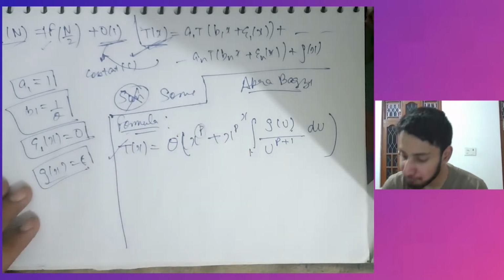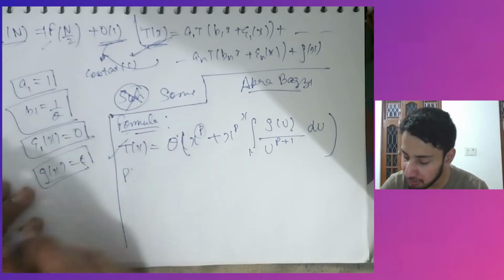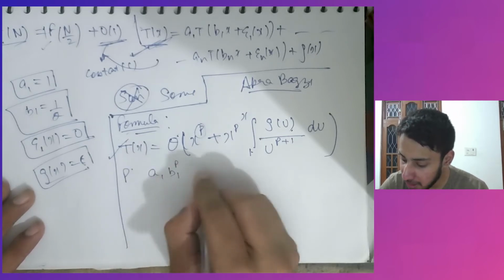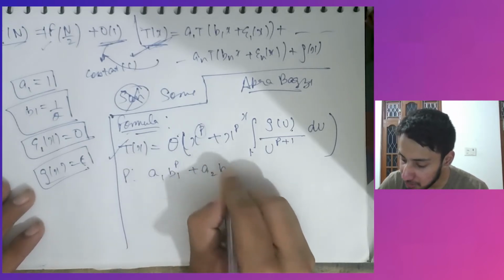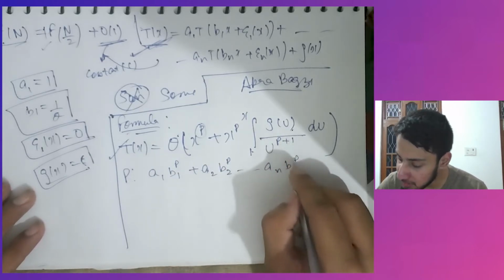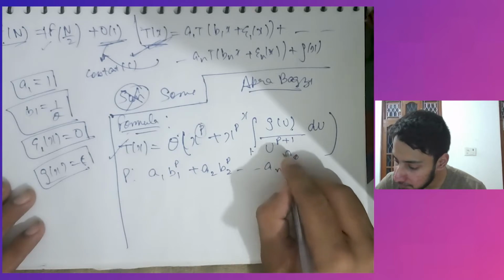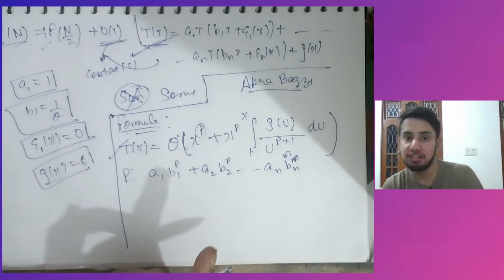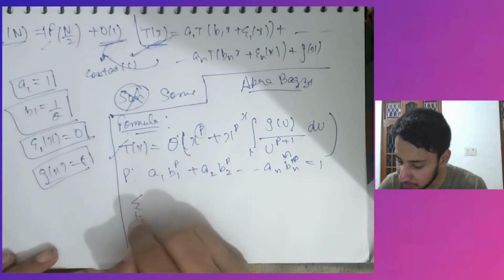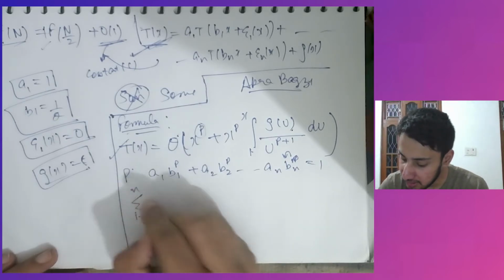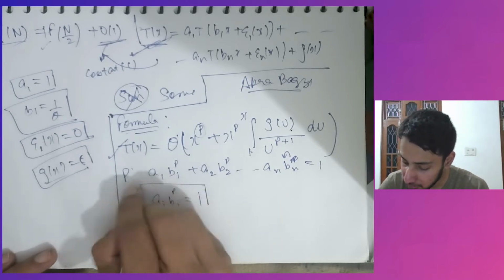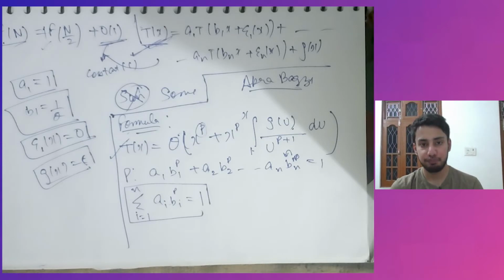What is this p? Let's try to find p as well. So p is basically something like this: a1 into b1 to the power p plus a2 into b2 to the power p, up to an into bn to the power p, equal to 1. So basically I can write something like this: sigma i equals 1 to n, ai bi to the power p equals 1. This is the p. Simple.